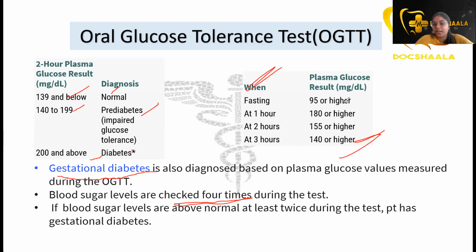During fasting, 95 or higher. After 1 hour, 180 or higher. After 2 hours, 155. After 3 hours, 140 or higher. So at least two of the findings should be in this range to confirm gestational diabetes of the patient.